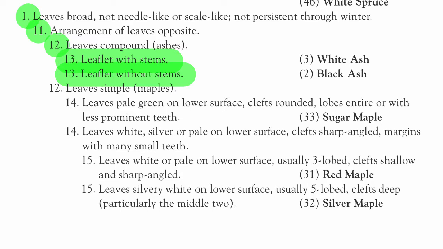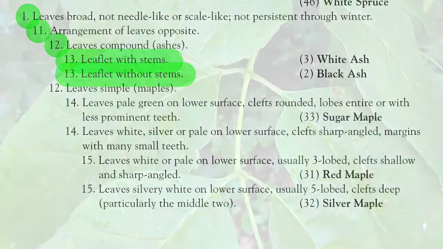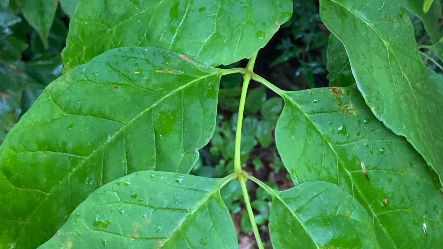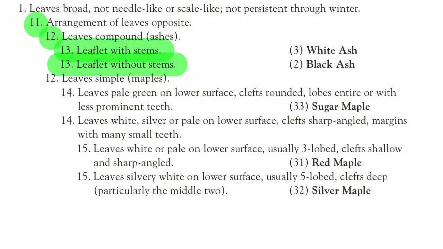So to reiterate, we've selected 1, broad leaves, 11, arrangement opposite, compound leaves for 12, and now we're looking at whether the leaflets have stems. And they do. Leaflets are the parts of the compound leaves. So see if they have little stems or not, and they do. Now technically these are not stems because they are part of a leaf, but this is a non-technical key, so let's just go with it. And because they do have little stems, we can conclude that this is a white ash.